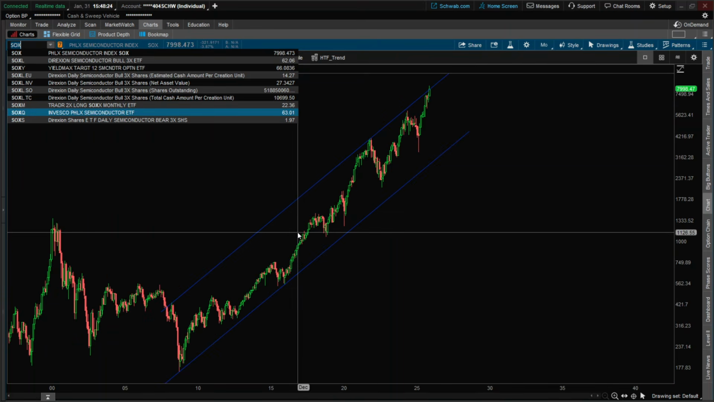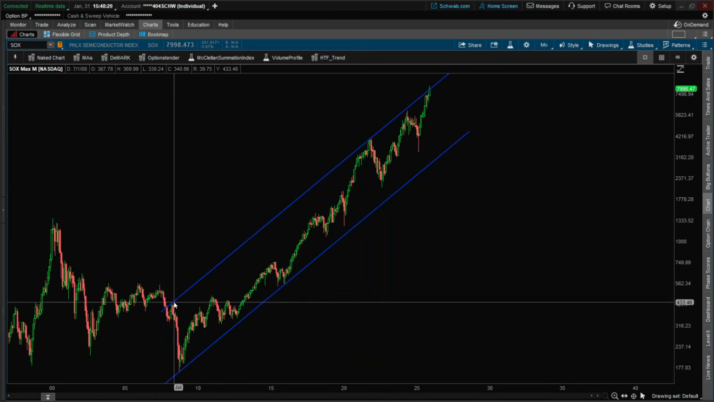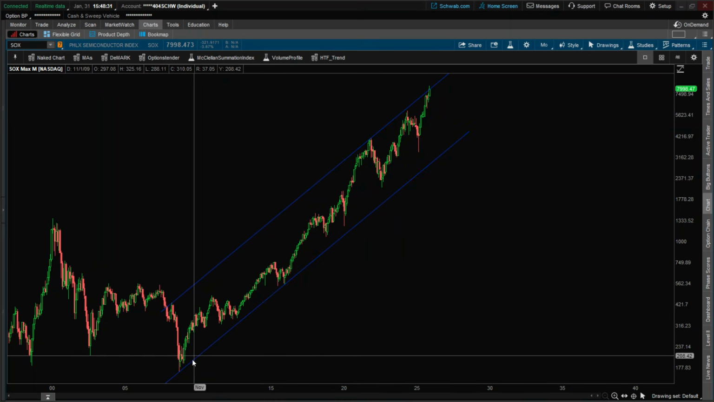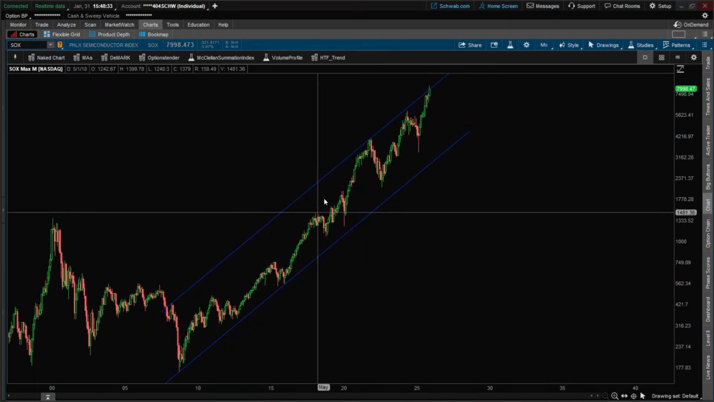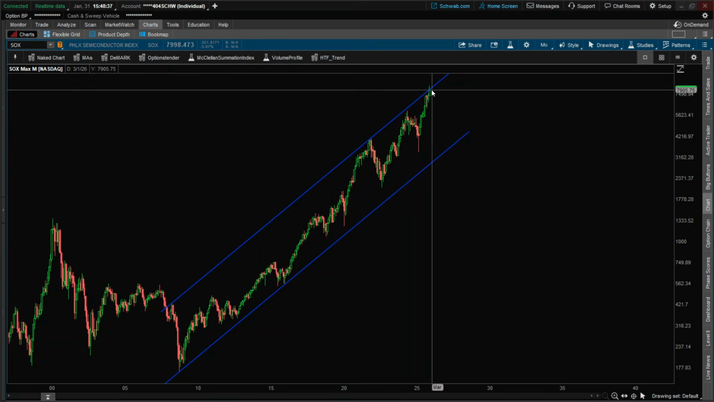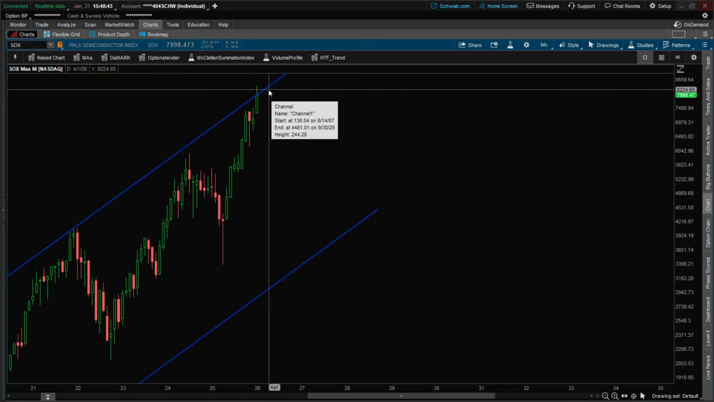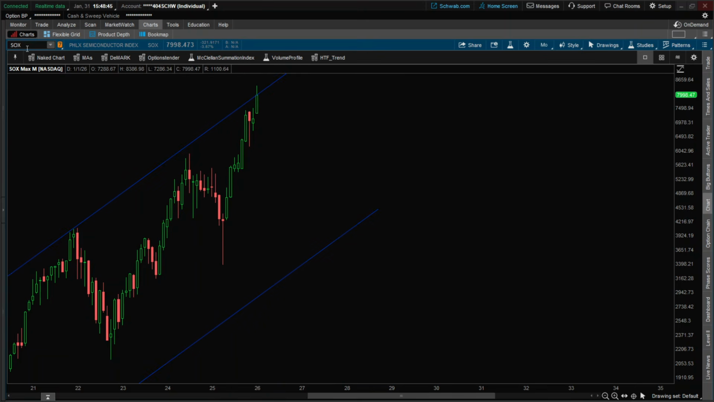SOX. We drew this channel here, this parallel, and we lined it up with this peak here and these two troughs. Now we get a peak, just missed, and we're having a hard time getting above there. As a matter of fact, closed right on it. All right, so let's see what happens going into next week.